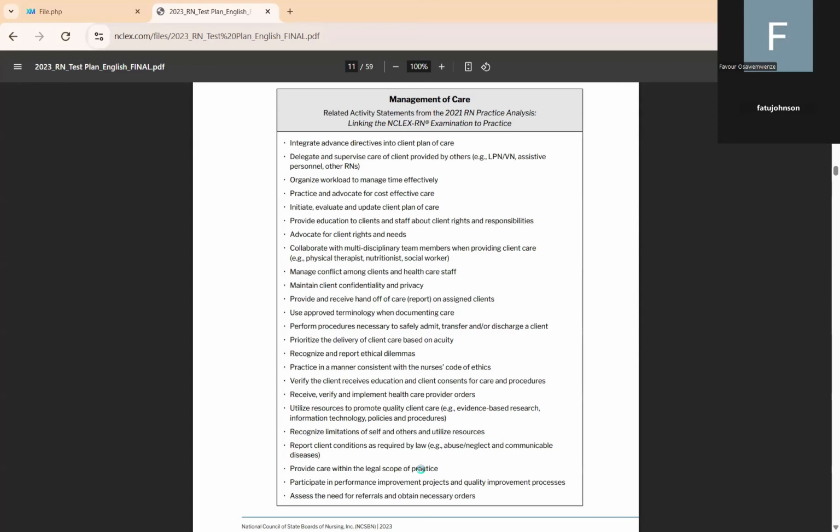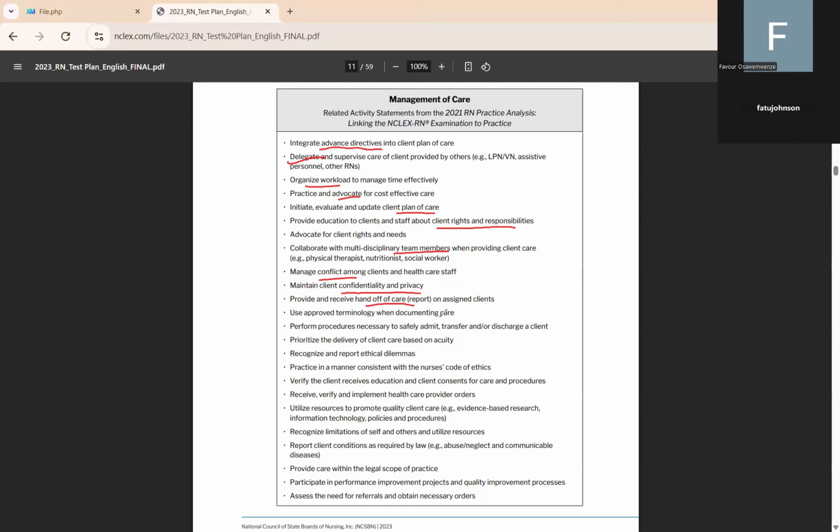Management of care has the most questions on the exam, true, but it's the area that you can easily answer. You don't need too much critical thinking in this area. Now the NCLEX wants to test you on advanced directive, delegation, how to manage workload, advocate, plan of care, client rights and responsibilities, team members, conflict, confidentiality and privacy, handoff reports, right?